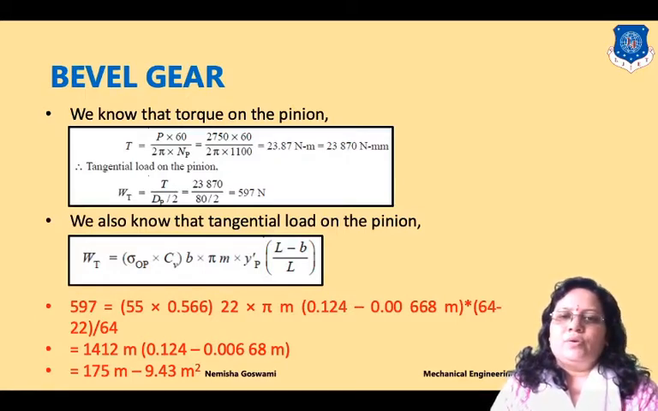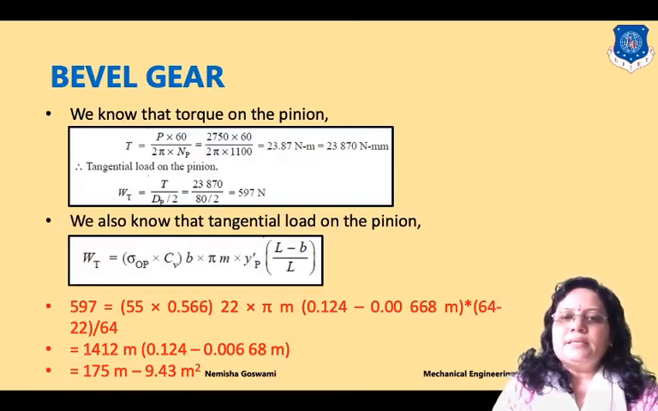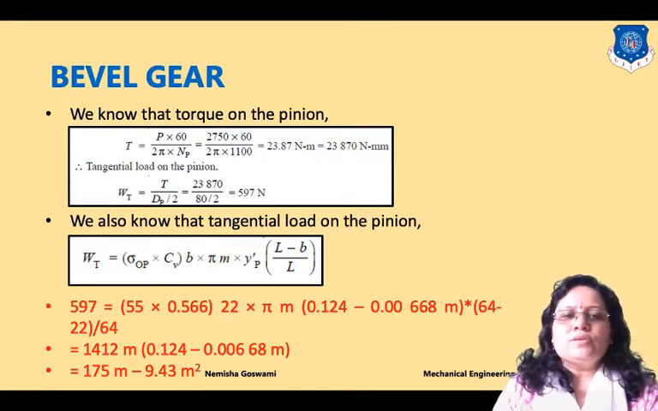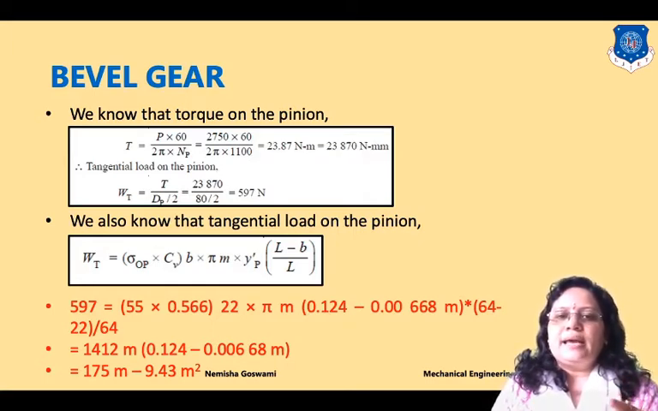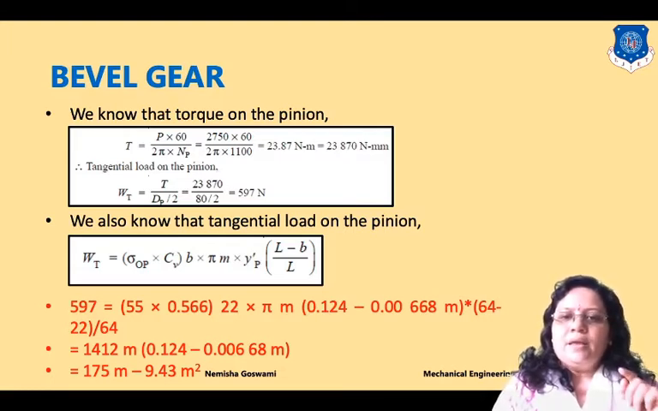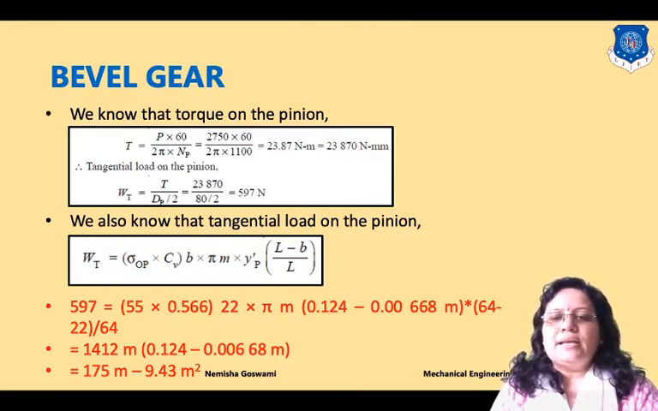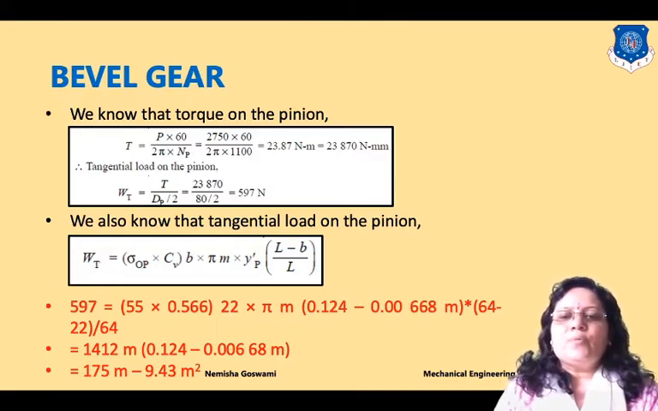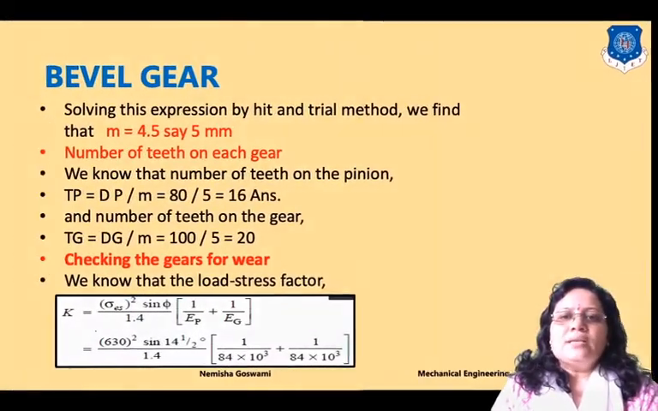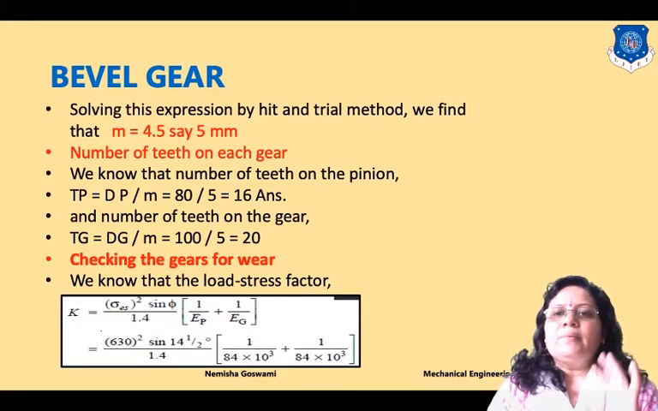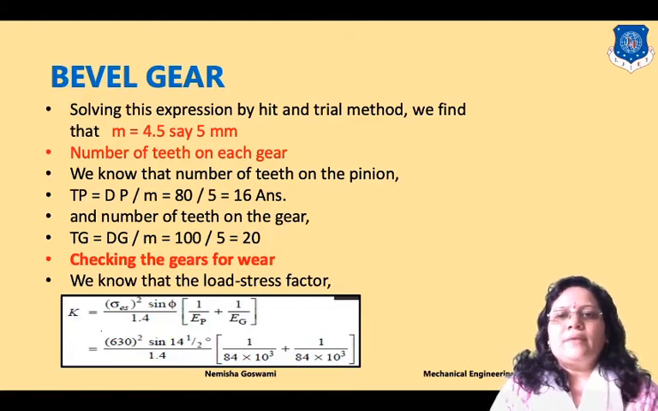What was the B? B is equal to 22, pi is constant, M we have to find out, and y dash P we obtain as 0.124 minus 0.00668 M multiplied by L minus B. What was the L? L is equal to 64. B was 22 divided by 64. So when you put all this data, you will get the equation 175 M minus 9.43 M square. This equation can be solved by the hit and trial method only. So when we solve this equation, we will get module is equal to 5 mm.